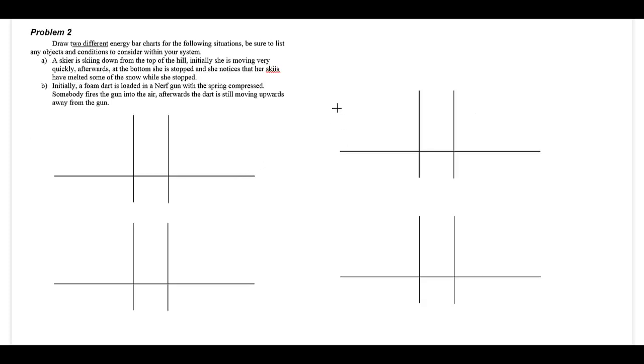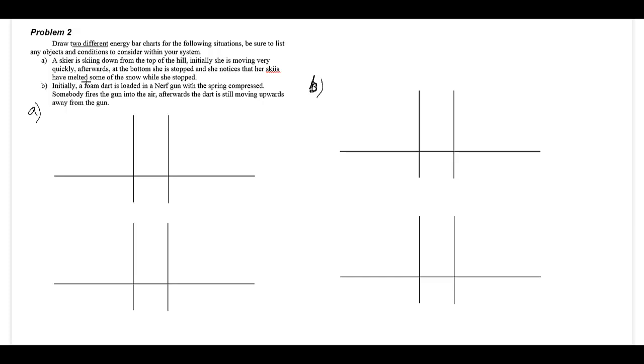So draw 2 different energy bar charts for the following situations. Be sure to list any objects and conditions to consider within your system. A few people had a problem with this. There have to be 2 separate bar charts for each one, 2 for A, 2 for B. So these 2 will be for A, these 2 will be for B.